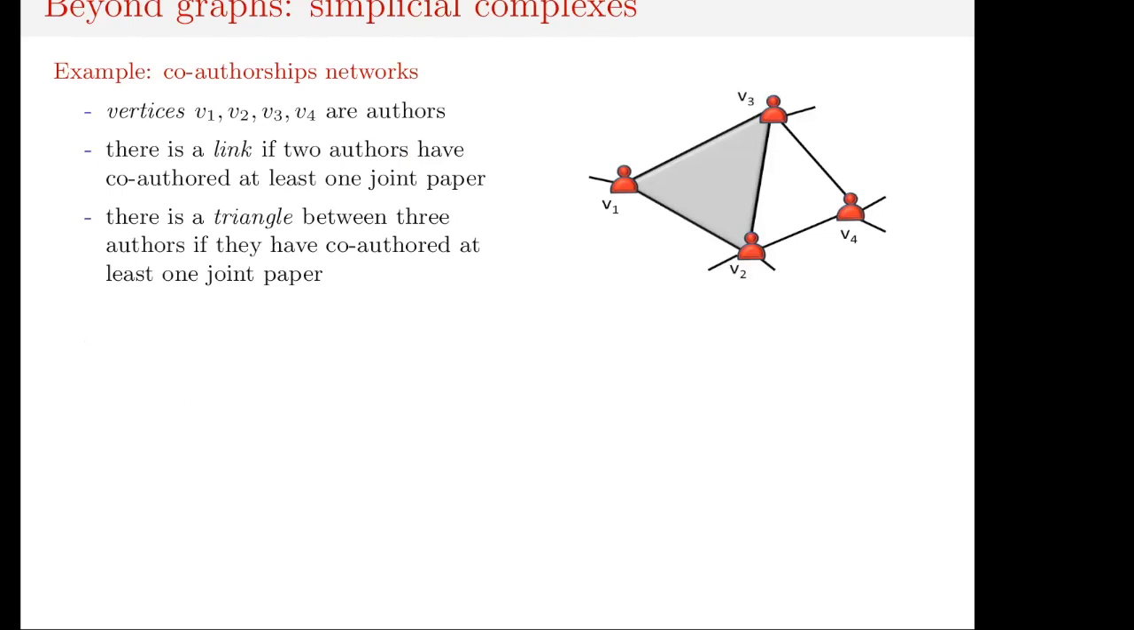Let us see in more detail simplicial complexes. We can consider as an example co-authorship networks. If I have a set of vertices, the vertices are authors. There is a link if two authors have a joint paper. But to represent that three authors are co-authors of a joint paper, we need triangles. We need to go beyond graphs.